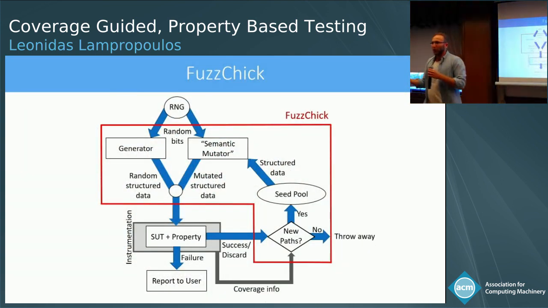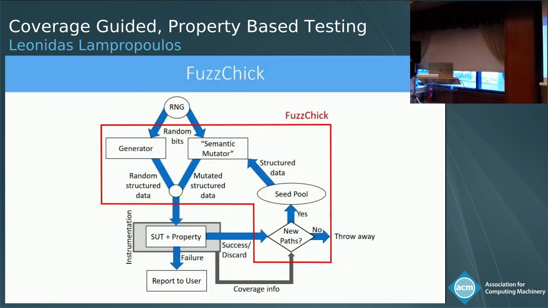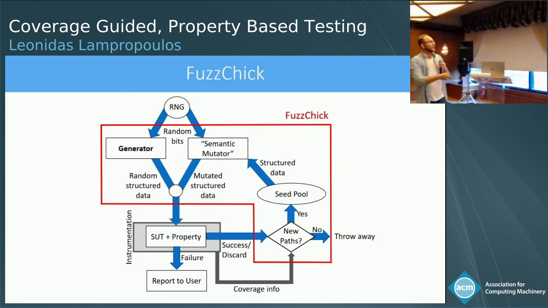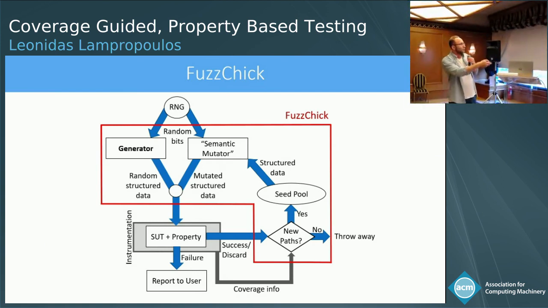In this workflow chart, I just took the other two and smooshed them together. So just like in random testing, we start with a generator that produces random structured data. We execute the system under test. If at any point throughout this process we find a counterexample, we report to the user and we're happy. If we don't find a counterexample, we now have instrumentation that gives us coverage information and allows us to check if that input was interesting, if it uncovered new paths during our execution. If it did, we add it to a seed pool.